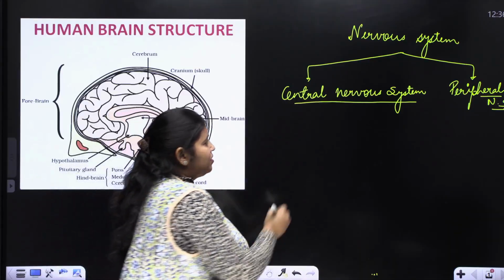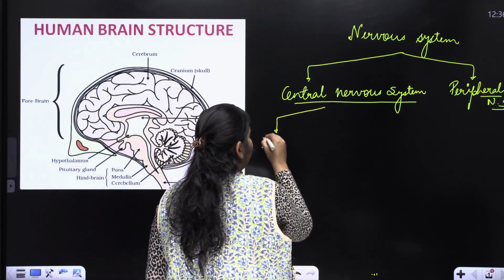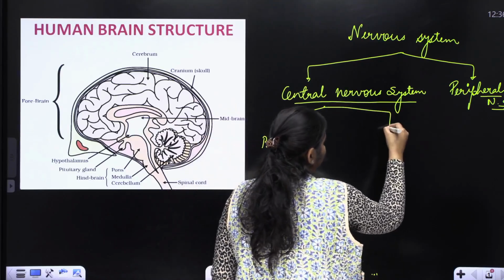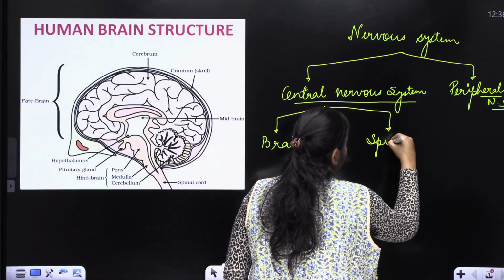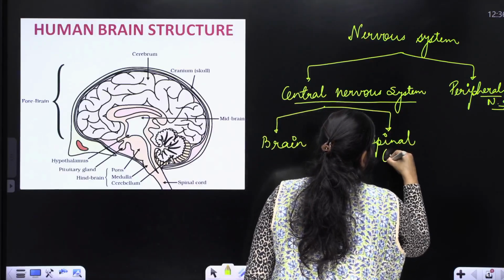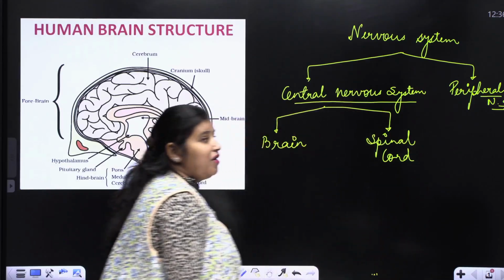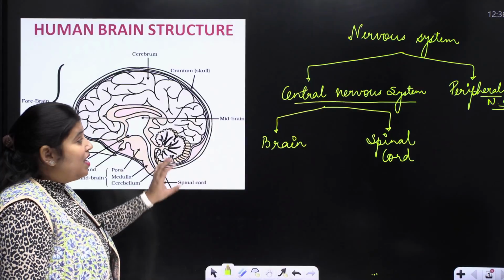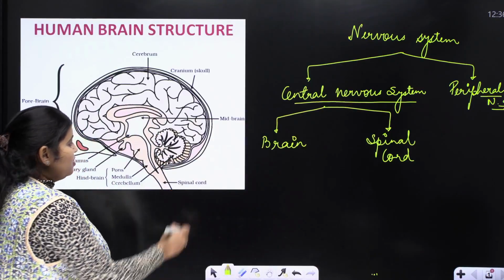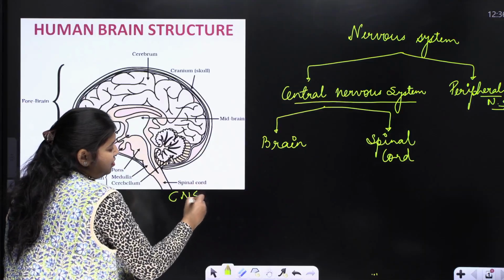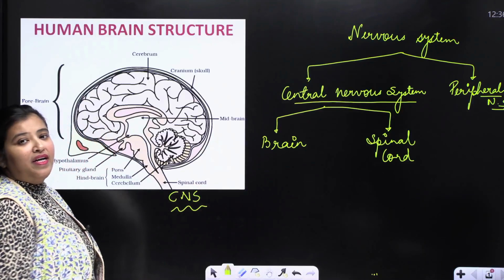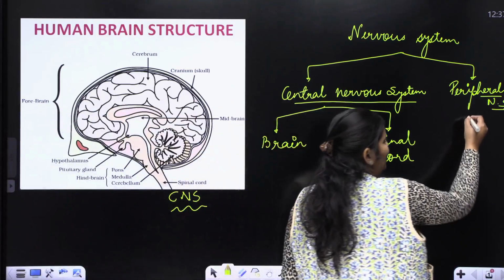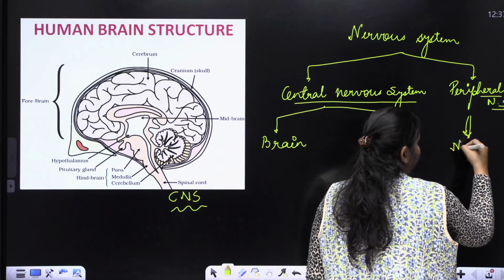The central nervous system comprises two components, which are the brain and the spinal cord. That means what you can see on the screen right now is a combination of brain and spinal cord. And this is the diagram of the central nervous system where both brain and spinal cord can be seen. The peripheral nervous system mainly comprises nerves.